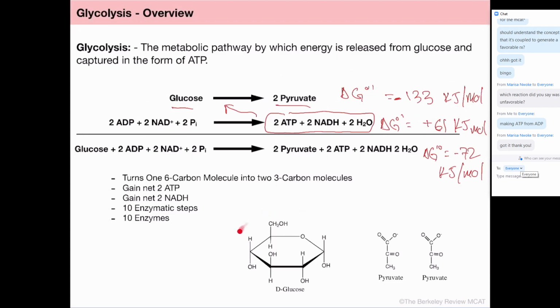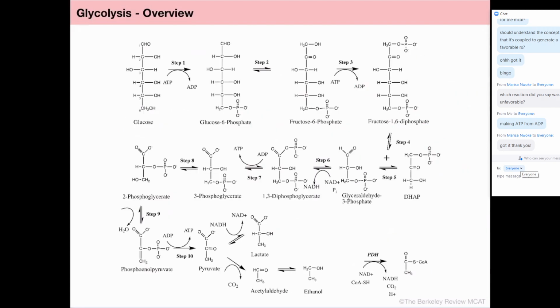Yeah, so this is your starting product. This is your ending product, right? So we're going from a 6-carbon molecule to 2 3-carbon molecules. And in the process, we gain a net 2 ATPs and all this. Glycolysis has 10 enzymatic steps. And several of them, which we will go over, are very, very regulated, right? 10 different enzymes. Okay. And so here's an overview of glycolysis.